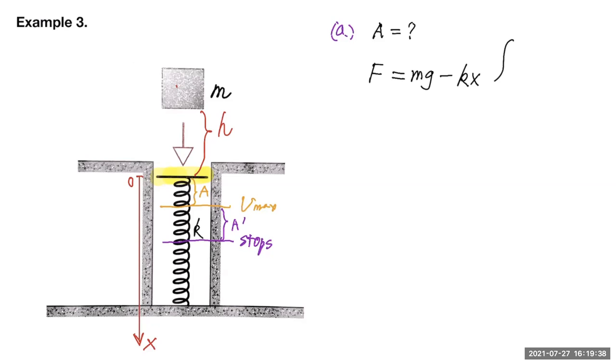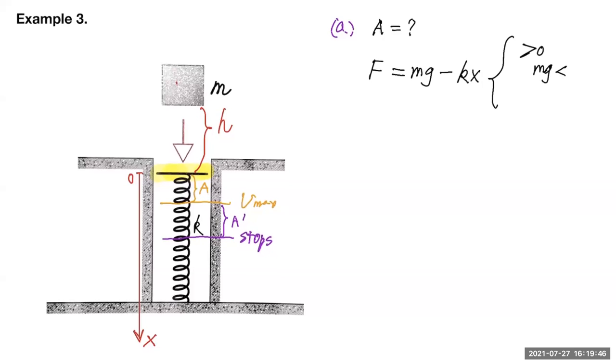And again, it's greater than 0 if mg is more than kx, and it is less than 0 if mg is less than kx. Now, greater than 0, because downward is positive. So when the force is greater than 0, that means the force is downwards, which means the block continues to be accelerated. Okay, and so the block initially gets accelerated, and then it starts to get decelerated.